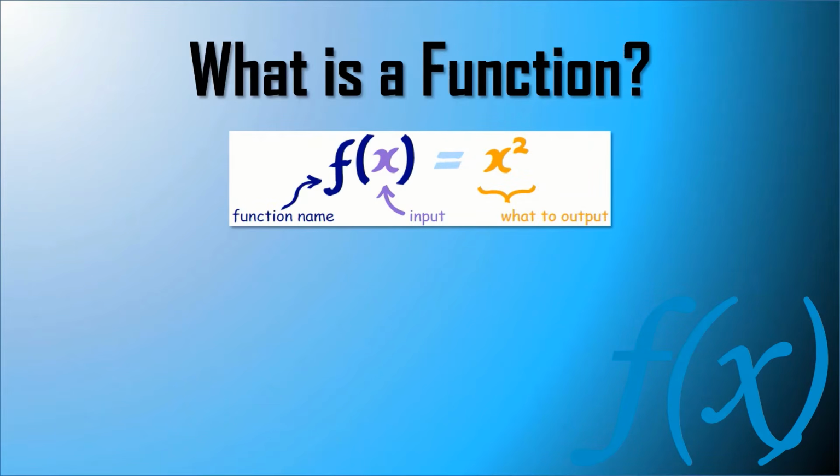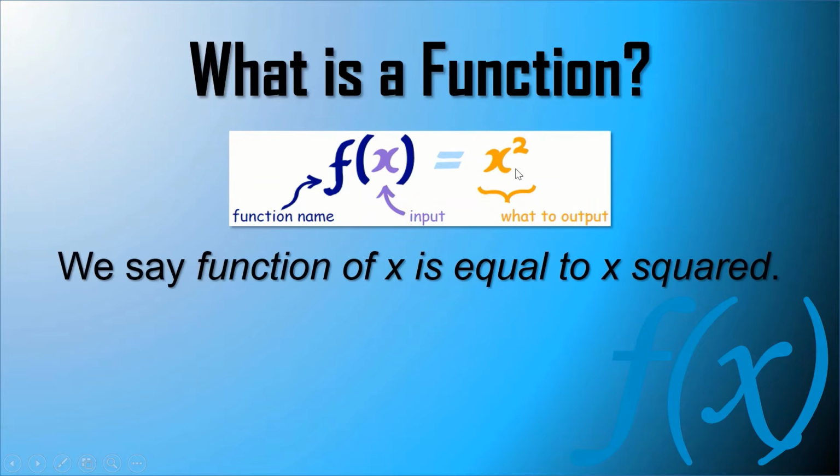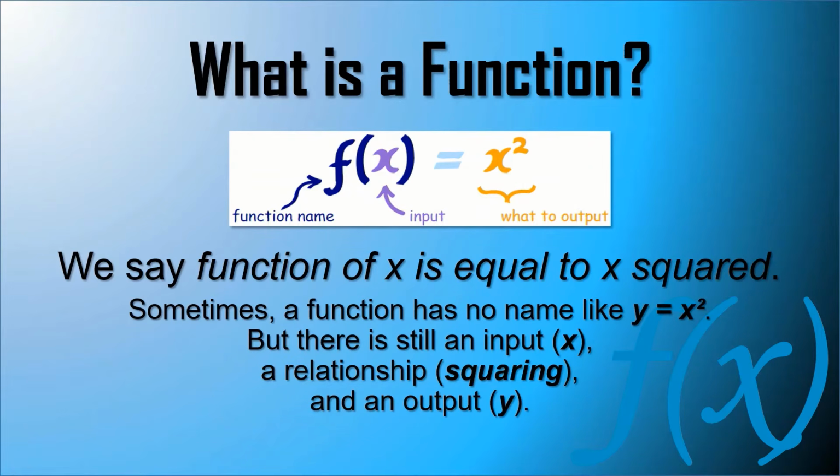f(x) is equal to x squared. For example, ganito yung equation or yung function natin. F is the function name, x is the input, and x squared, ito yung magiging output natin kung may certain values tayo na ipapalit sa input, may equivalent value tayo doon sa ating output. We say function of x is equal to x squared. Sometimes, a function has no name like y is equal to x squared, but there is still an input which is x, a relationship, squaring, and an output y. Okay?